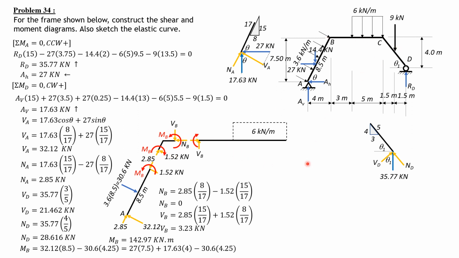Then for this member BC here, we have to transmit NB, which is 0, by the way. VB, which is now upward. And at C, V sub C. So MB is now clockwise. Then V sub C, N sub C, MB, and N sub C. So from this member here, we transmit V sub D equals 21.462, ND is 28.616. Then that's the load. Then here in CD, VC and moment about C.